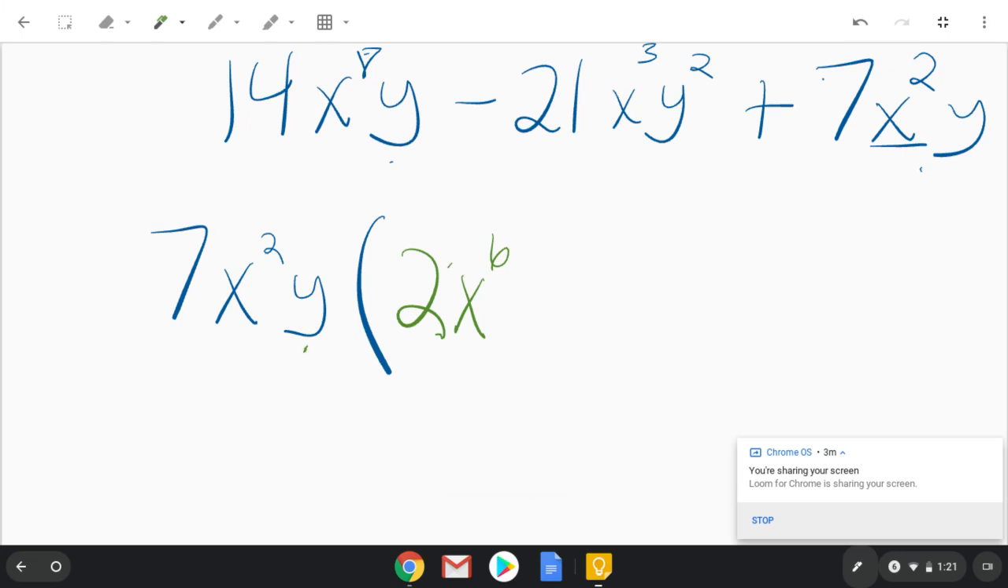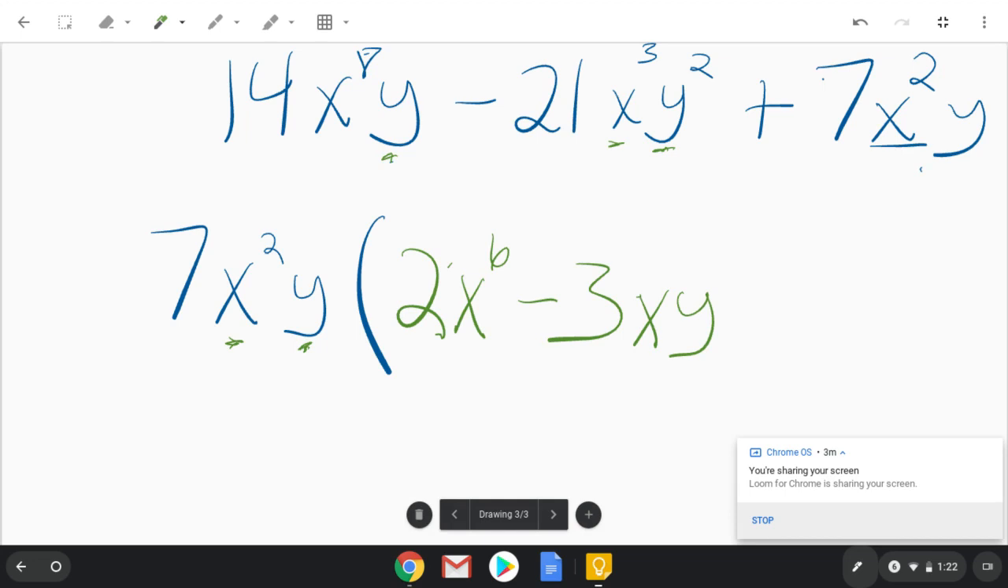There's one y here, and there's one y there. All right, for the next term, 7 times 3 will give me 21. This one has 2 x's, that one has 3 x's, so I only need 1 x to get me there. This one has 1 y, but the middle term here has 2 y's, so I am going to need a y on the middle term. And then that's it for that second term.